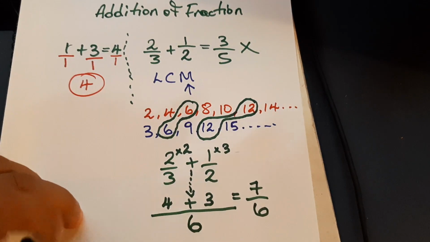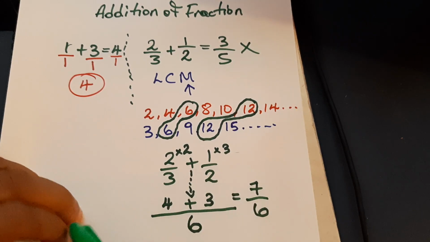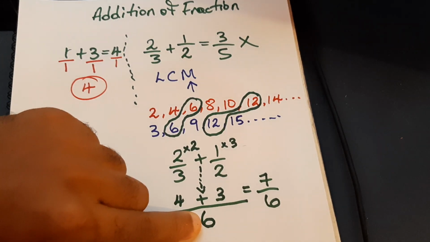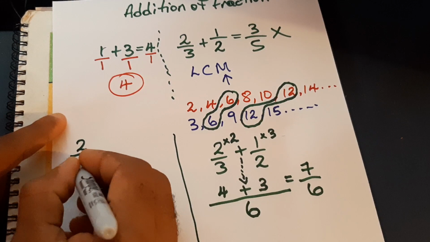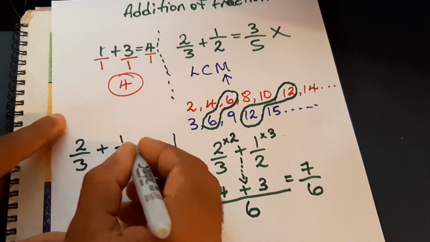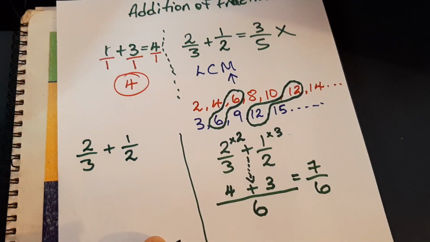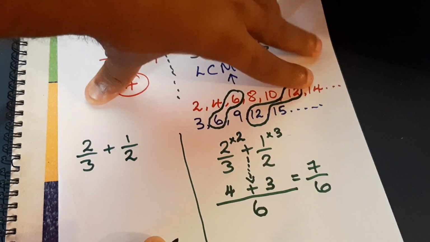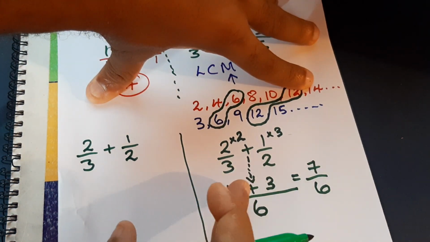Now, what do I mean that the denominator is now the same? So we just went ahead and added the numerators. Now, before, we found the LCM, which was 6. So I'm going to do this another way. So we had 2/3 plus a half. Now, remember, to add these, we need to get the denominators to be the same. To do that, we find the LCM. Now, we know that the LCM is 6. So let's look at another way in which we could work this question.